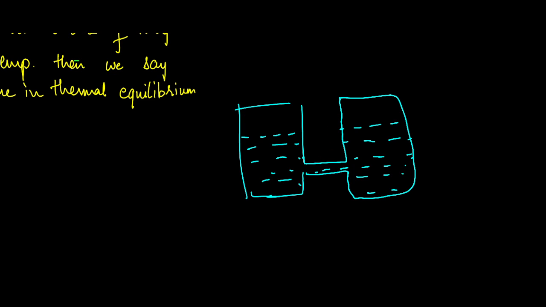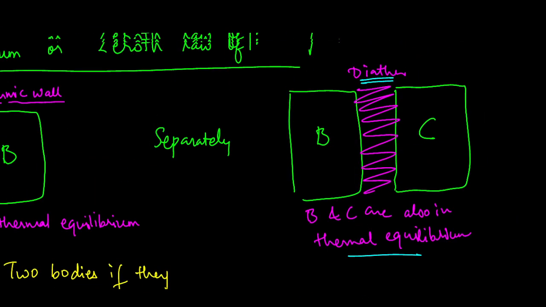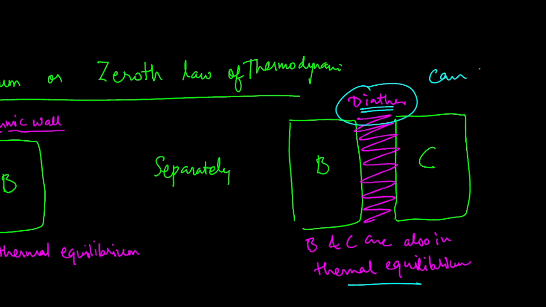Okay, is this a conducting pipe? Will water flow in this pipe? No. Can water flow? Yes. See, these questions are amazing, isn't it? Will water flow? No. Can water flow? Yes. I hope you understood the difference. So, can heat flow? Yes. Diathermic. Will it flow? No. સમજાણું?